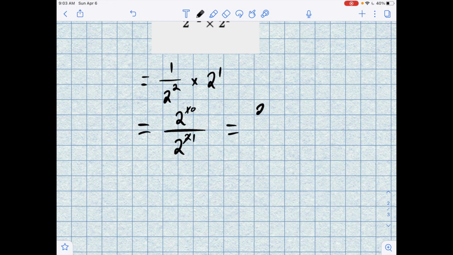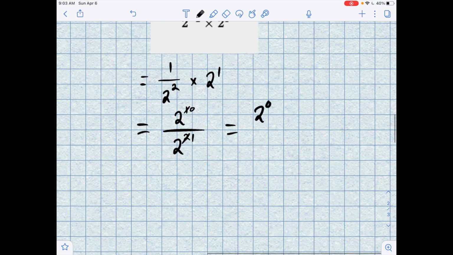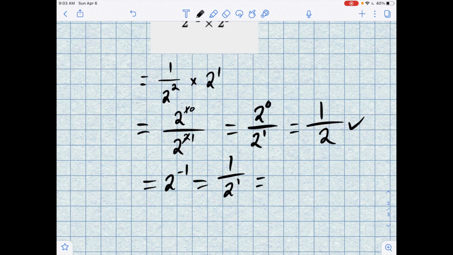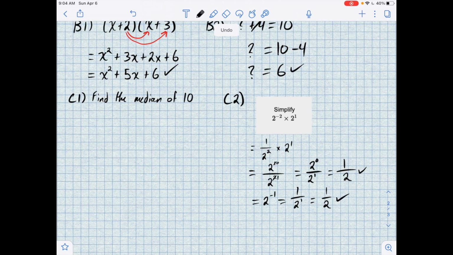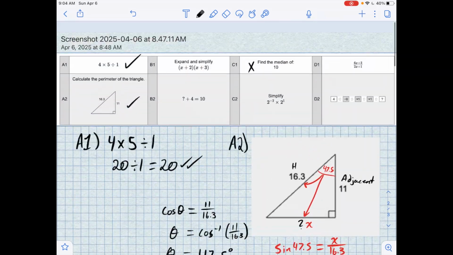So now this is 2 to the power of 0 divided by 2 to the power of 1. 2 to the power of 0 is just 1. 2 to the power of 1 is just 2. So 1/2 should be our answer. And let me double check that. Yes, bang on. Well, they showed it as 2 to the power of negative 1, which is the same thing as 1 over 2 to the power of 1, which is 1/2. So I'm calling that correct. The median of 10, I don't know. Let me finish off this quiz and we'll come back to this. I genuinely don't know what they're asking for.